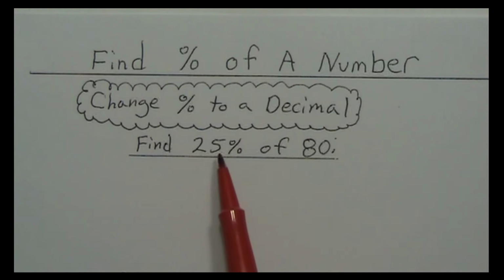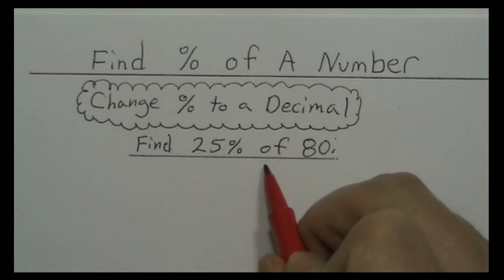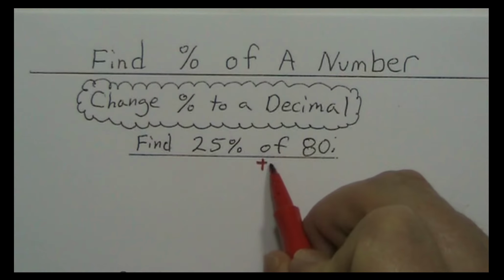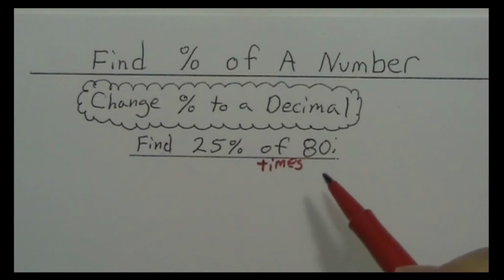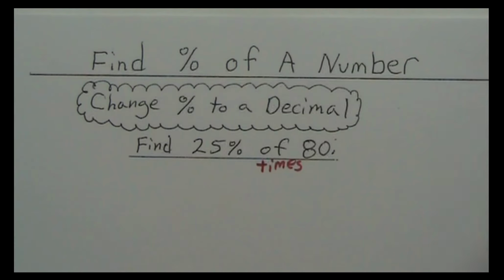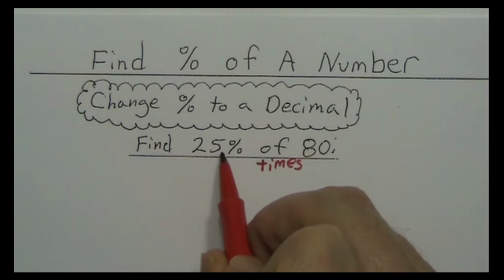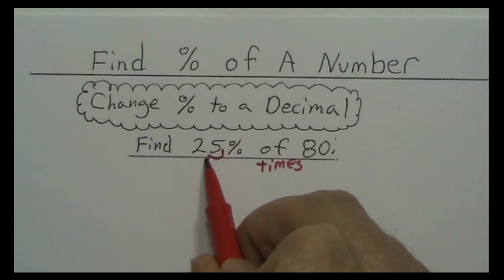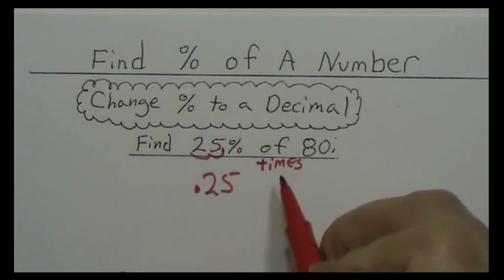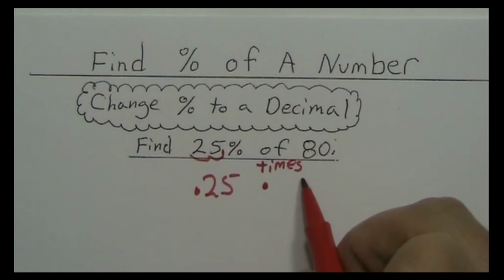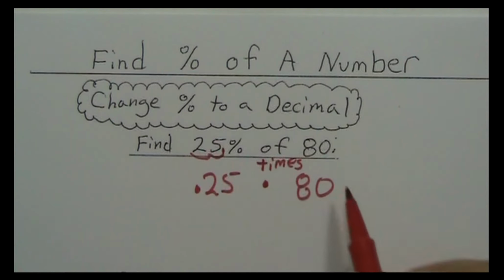So for example, find 25% of 80. First of all, the word of means multiply, or you could just say times. That's what the word of means. Remember we moved the decimal to change a percent to a decimal. I just move it over 2 spaces and it's 0.25. 0.25 of means times 80. 0.25 times 80 is 25% of 80.